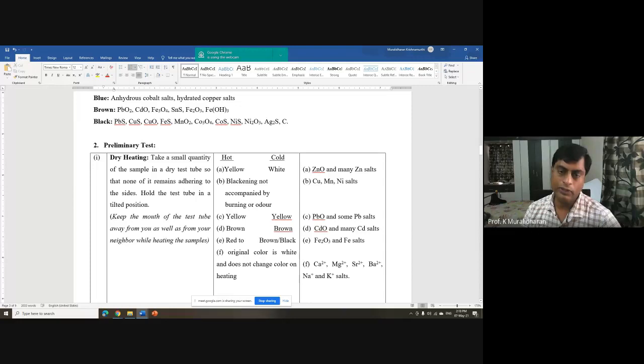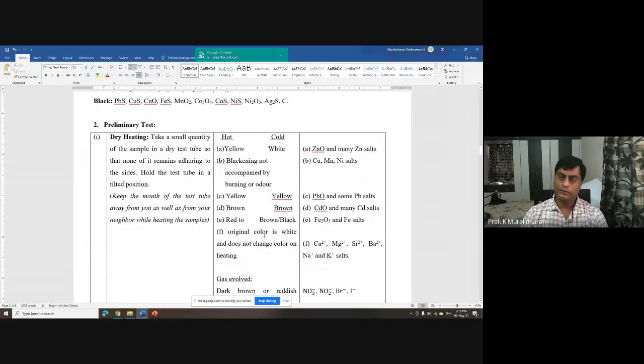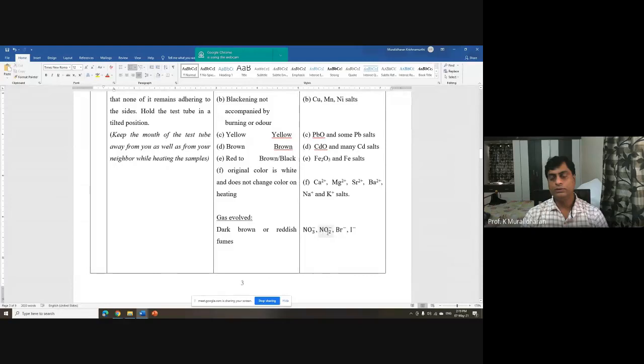If it is initially brown and again retains brown color on hot condition also, you may have a cadmium based salt here. If it is initially red and turns to brown or black, when hot and cold conditions change, it may be an iron based salt, right? If it does not change color, it may have calcium, magnesium, strontium, barium, sodium, potassium salt, right? If some gas evolved, this is the nitrate, bromine, iodine.